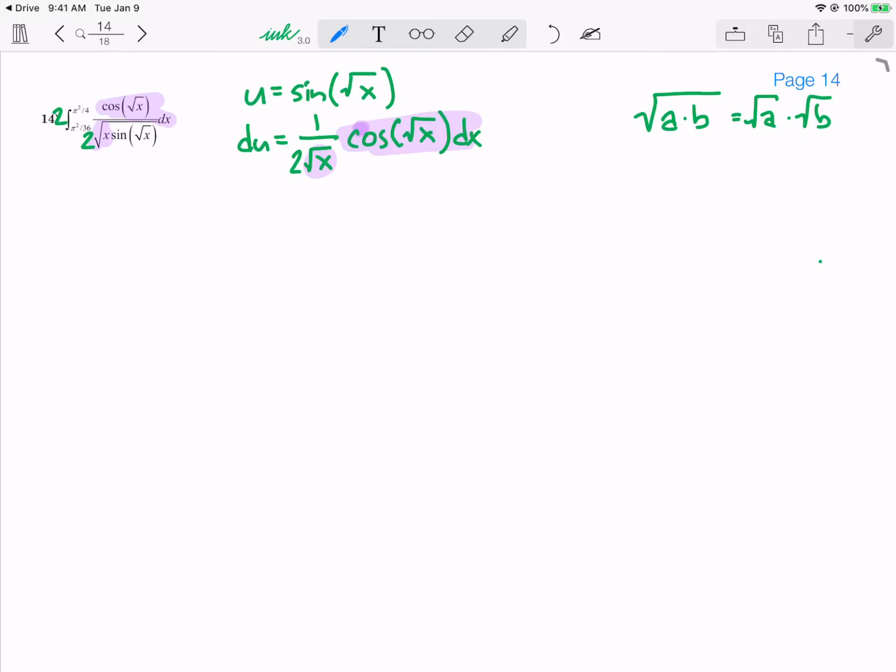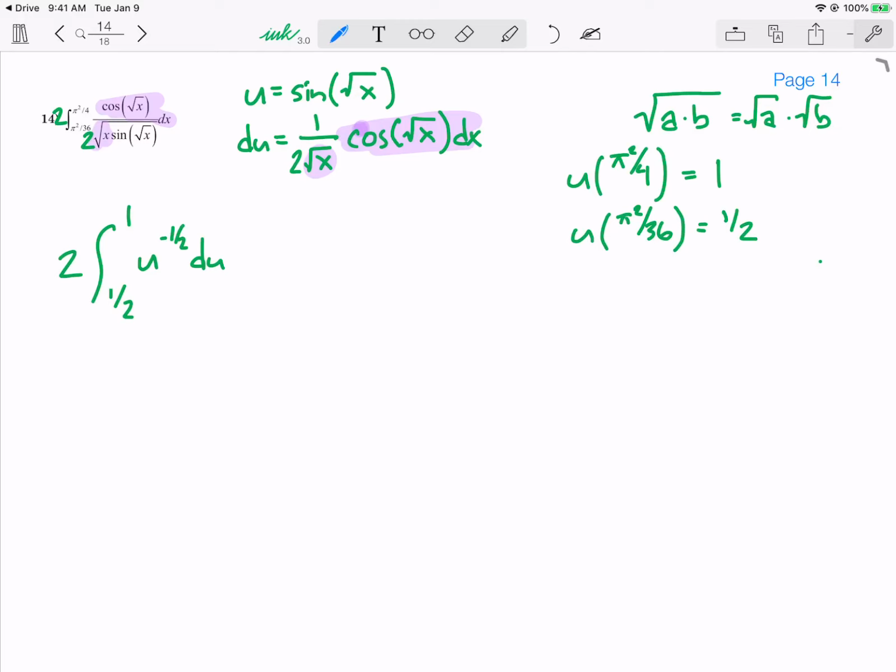Now I'm going to change my limits of integration. So if I plug pi squared over 4 in, I'm really saying what is the sine of pi over 2? That's 1. If I plug pi squared over 36 into my u sub, I'm really saying what is sine of pi over 6? And that's 1/2. So I make my substitutions, everything in terms of u, going from 1/2 to 1, and then this is u to the negative 1/2 du.